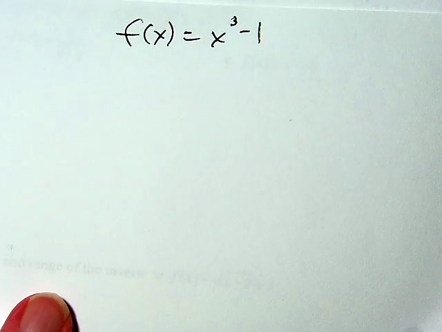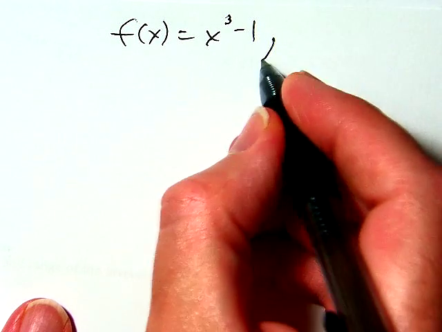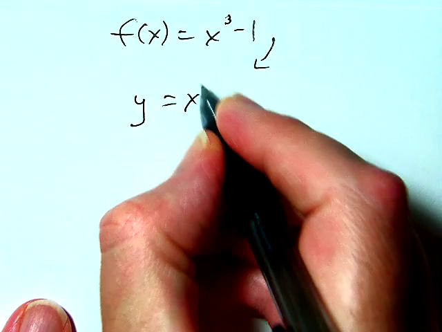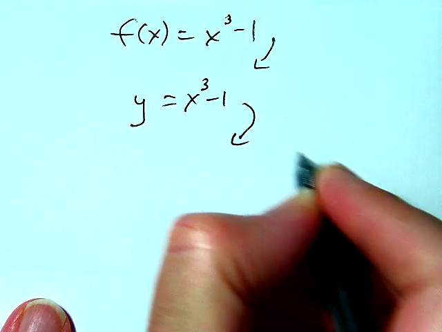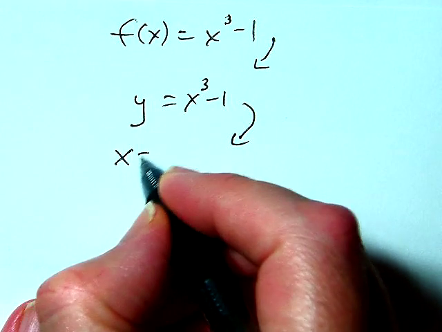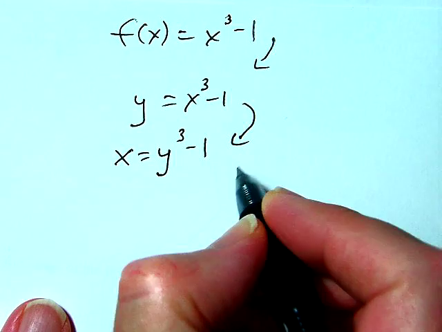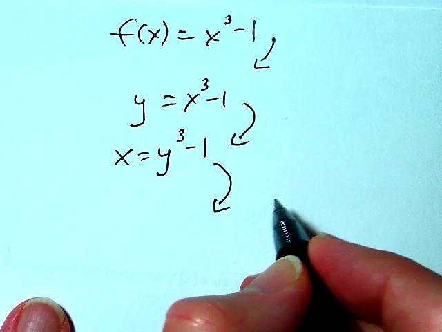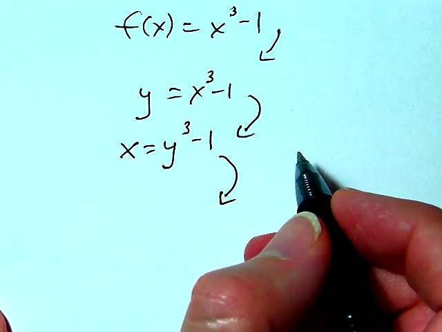First step is to replace f of x with y. So we have y equals x cubed minus 1. The next step is going to be to swap the positions of x and y. So we have x equals y cubed minus 1. And then the next and most difficult step is to solve for y.